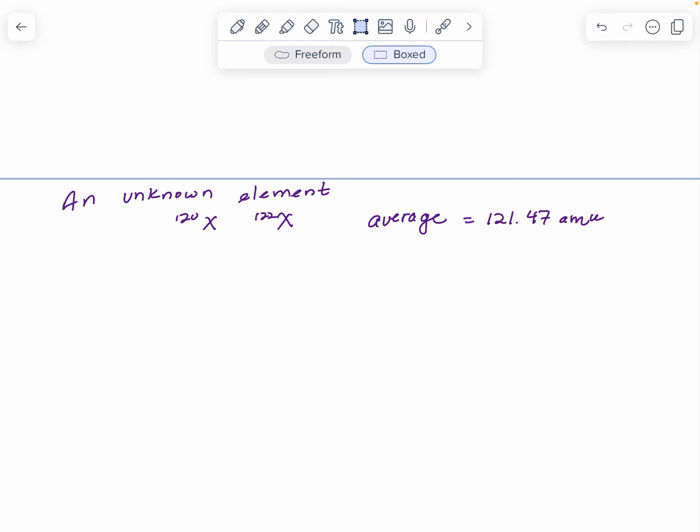Okay, so there's a question about this question on the homework. We have an unknown element which has two predominant isotopes, one that has a mass of 120 and one that has a mass of 122. And what we know is that the average mass is 121.47.